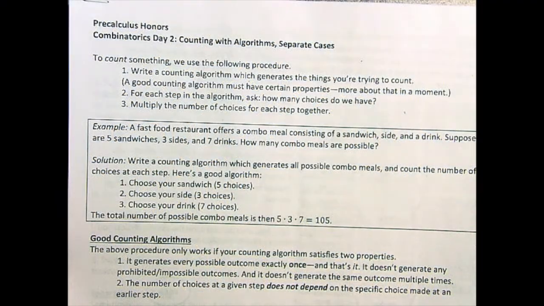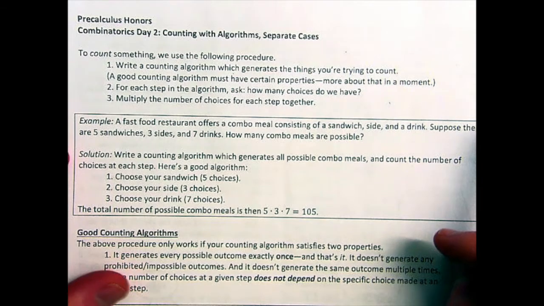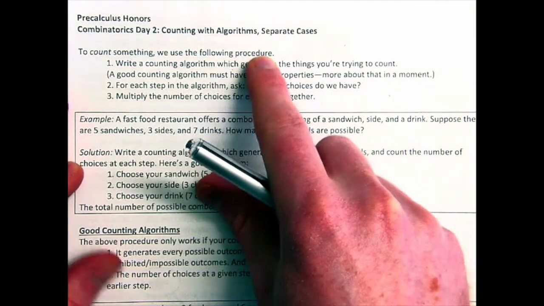Okay, so today we're going to continue talking about algorithms, but today we're actually going to use the algorithms to do some actual counting. In other words, we're going to put some numbers on these things. So how do we actually count things using algorithms? So here's the procedure. To count something, we use the following procedure.